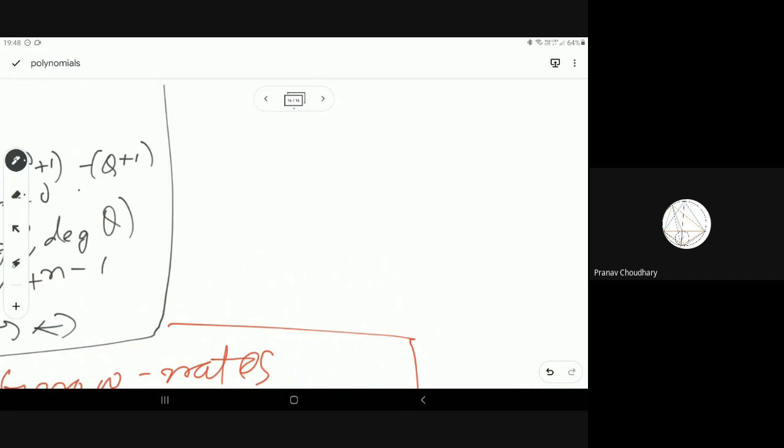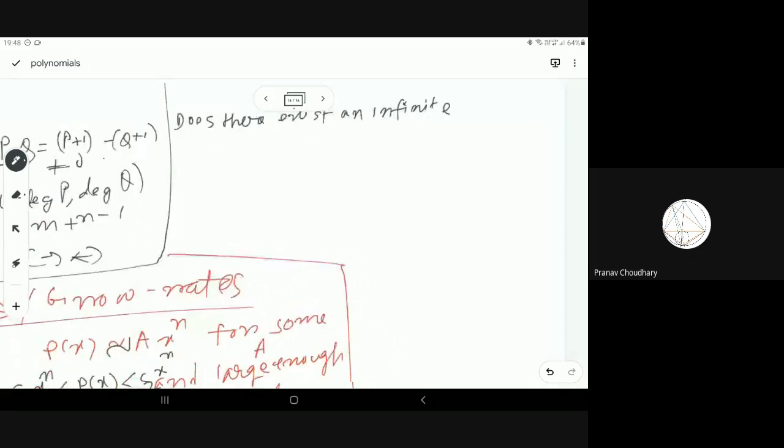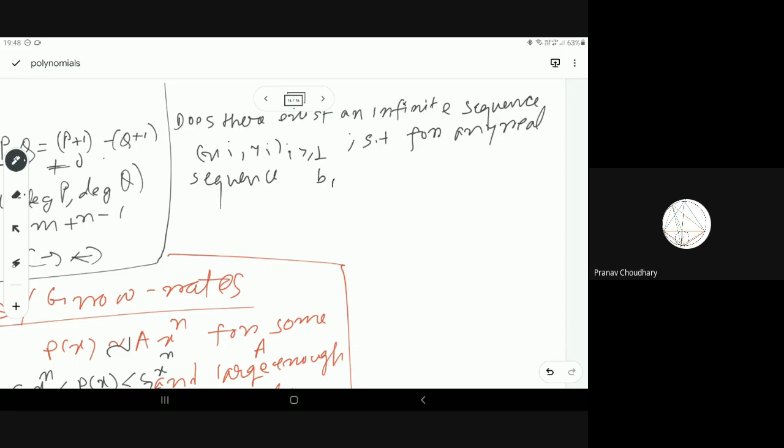So this problem tells you: does there exist an infinite sequence of xi, yi, such that for any real sequence bi, there exists a polynomial p(x, y) belonging to R[x, y], such that p of xi comma yi equals bi?